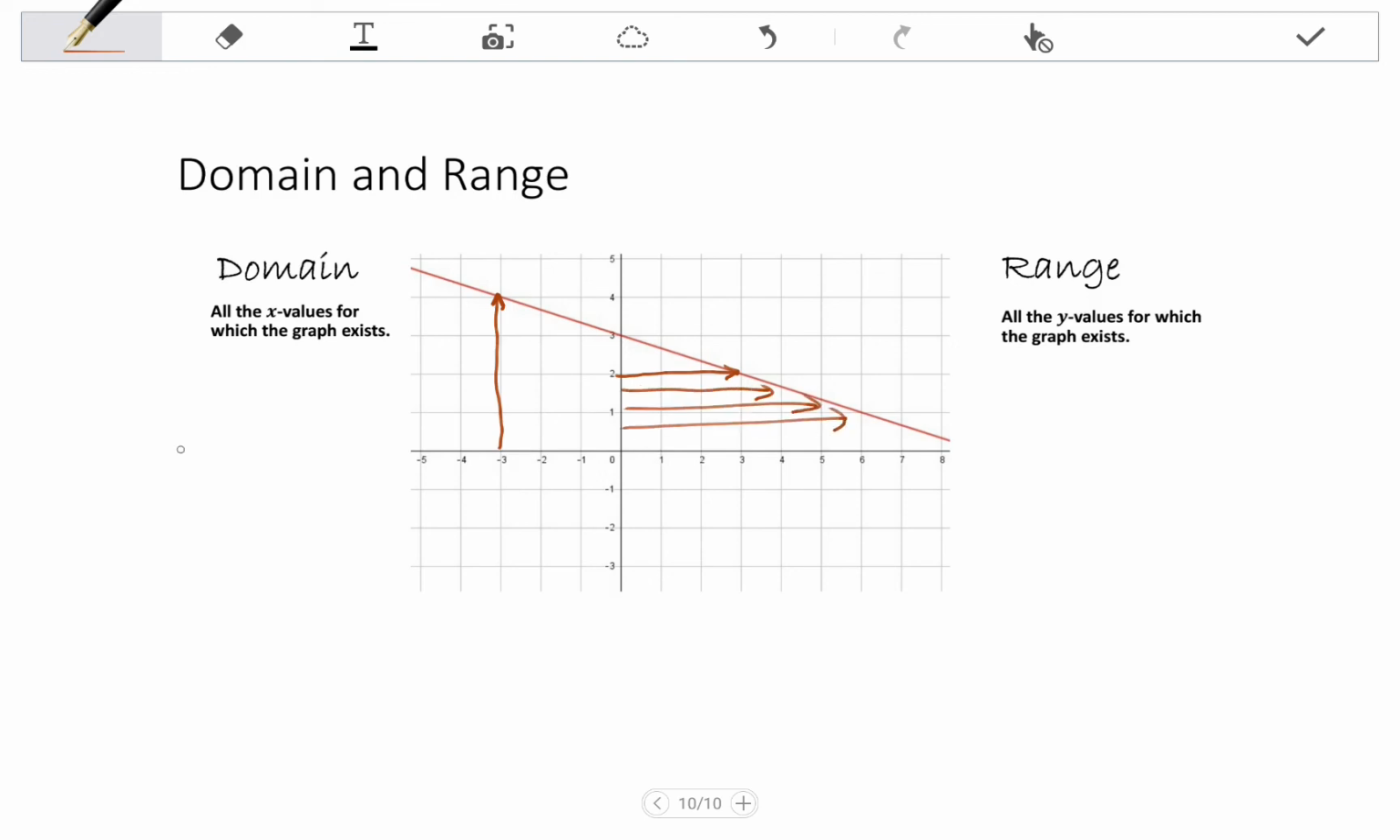Now unless a linear graph is restricted, the domain will always be x is an element of reals, and the range will always be y is an element of reals.